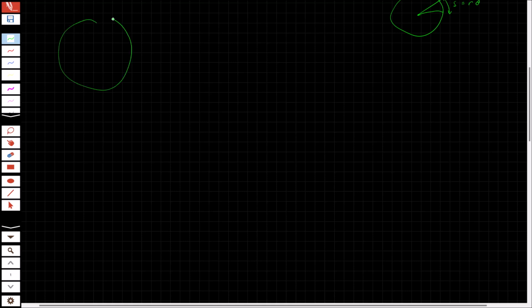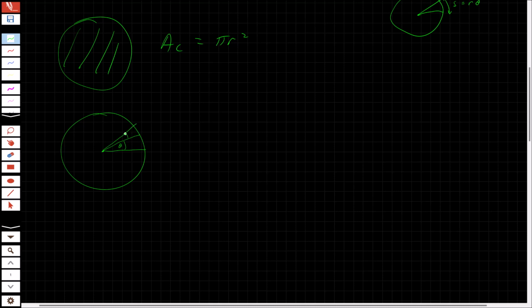In this video we're going to look at deriving the area of a circle using calculus and integration. We know that the area of a circle is pi r squared, but let's derive this formula using calculus. If we take an angle theta and increase it by a very small angle delta theta, we have a little segment of the circle here.